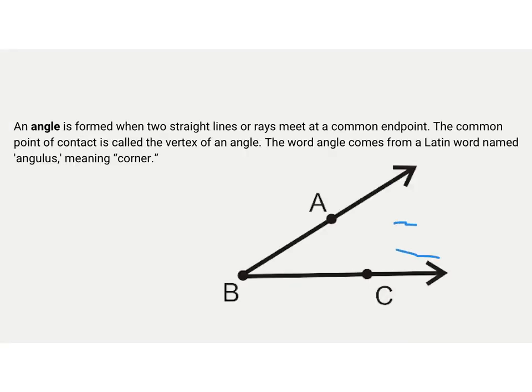We have an angle. And an angle is formed when two straight lines or rays intersect. So here we have our A, our B, and a C. This point where they come together is called a vertex. And it comes from a Latin word meaning angulus or corner.